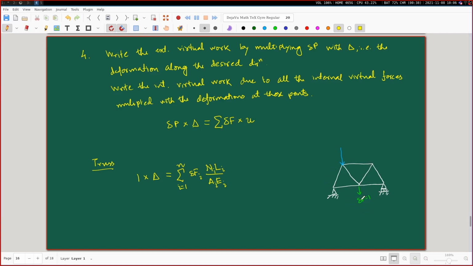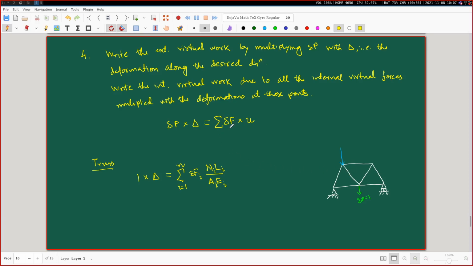This green colored delta P equal to 1 is not there, but this blue colored external loading is there. So, for this calculation of this delta F, what I'm going to do is first, I'm going to remove this blue colored external force and just apply this delta P at the point where I am desiring the deflection. In response to this delta P, within these various members of the truss, some forces will be generated. Those forces are referred to as the internal forces.